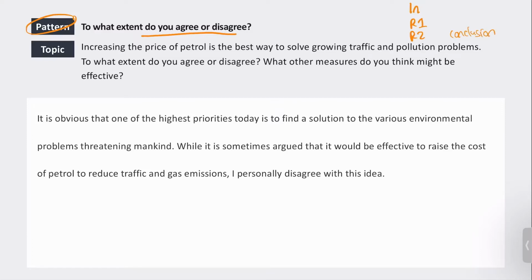And let's take a look at the topic. So the topic is: increasing the price of petrol is the best way to solve growing traffic and pollution problems. To what extent do you agree or disagree? What other measures do you think might be effective?